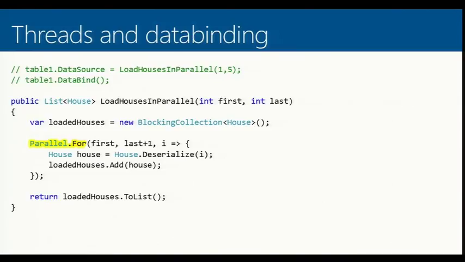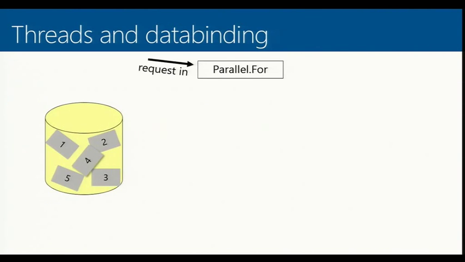He decided he's going to try and use task parallel library. He was going to use parallel.for to make it work better. So he called load houses in parallel. He did parallel.for, and he had a lambda in here. And this lambda is the work that's going to be done for each house. It's going to deserialize it, add it to the list, and then return the list. Let's see the flow diagram for how parallel.for actually works.